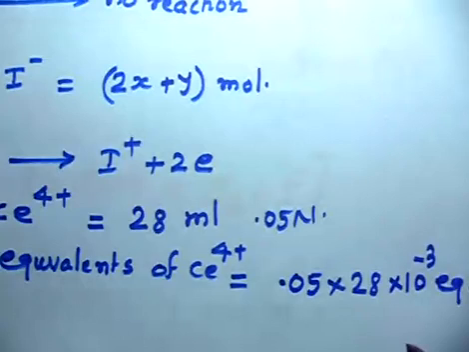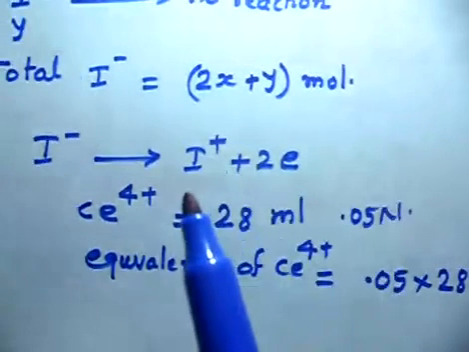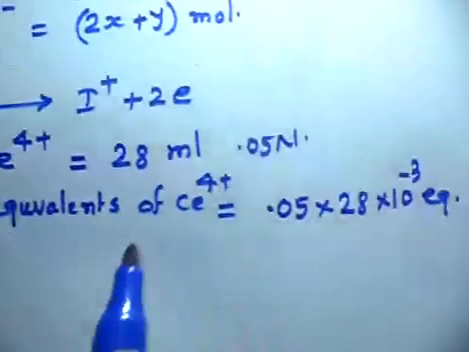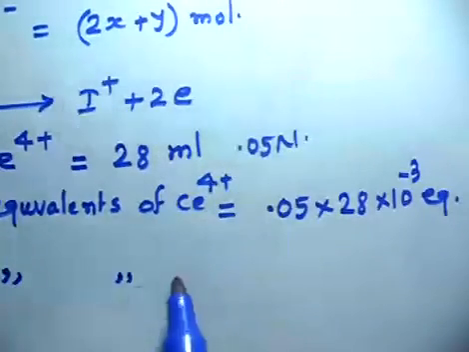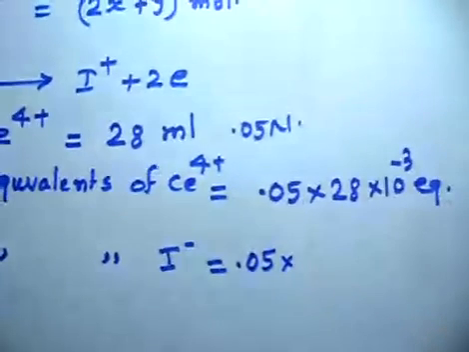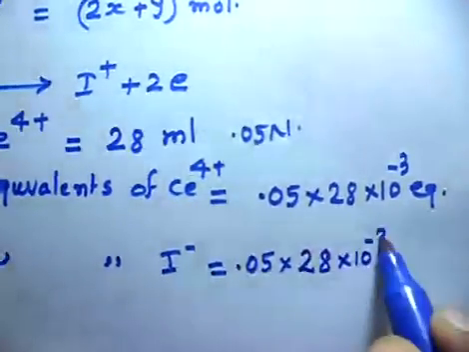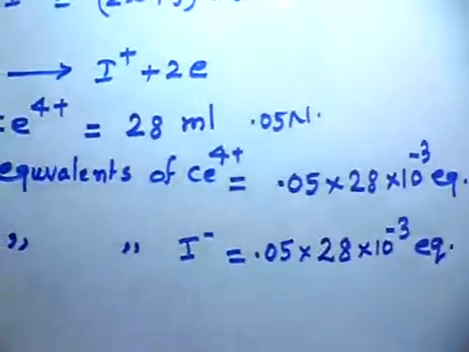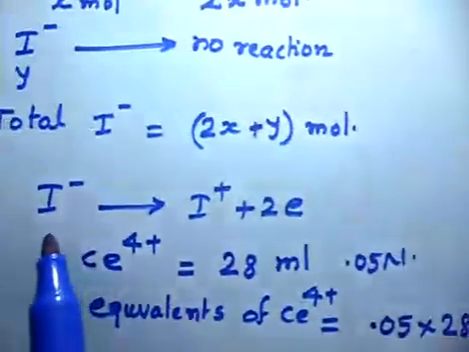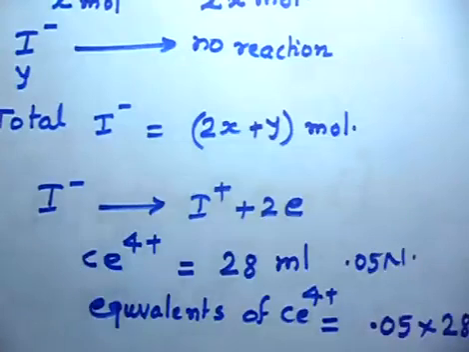Now I have to convert equivalent into mole. In this reaction, the equivalent of cerium 4 plus should be the same as the equivalent of I minus, because I minus reacts with cerium 4 plus. So this is the same as 0.05 into 28 into 10 to the power minus 3, which is the equivalent of I minus. Now let us discuss how to convert the equivalent of I minus to mole. So what is the mole of I minus?